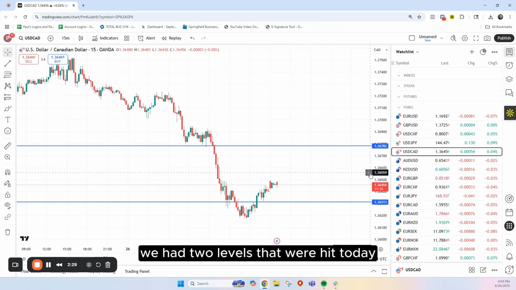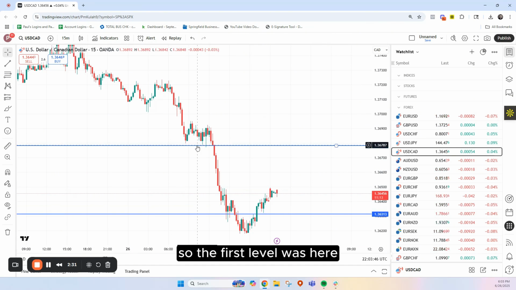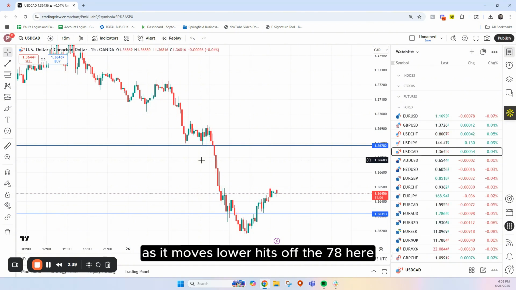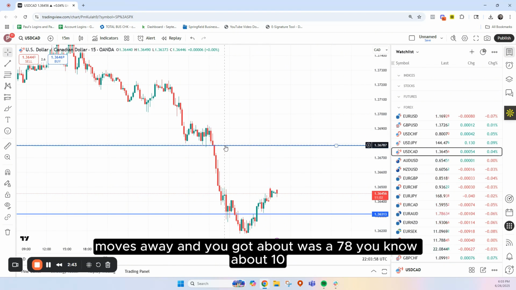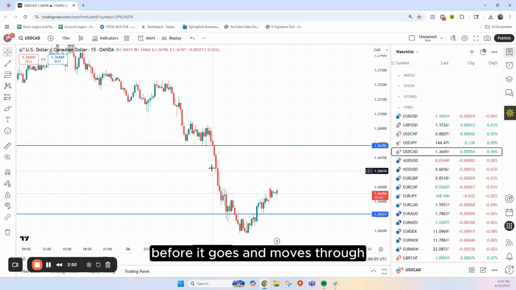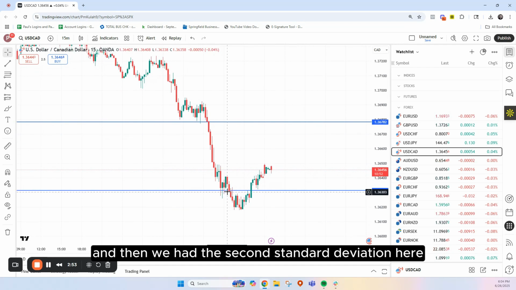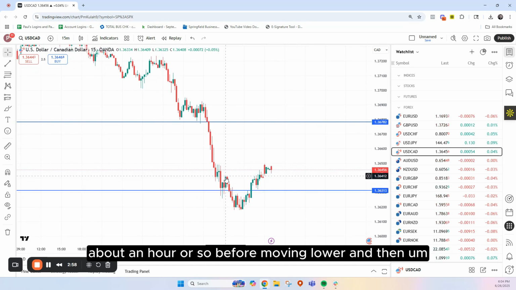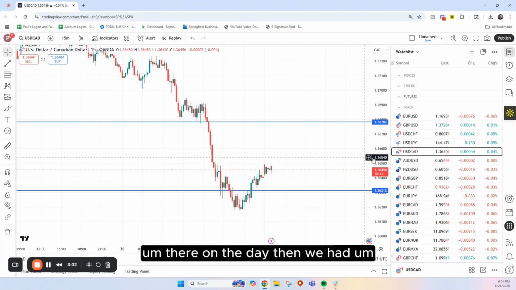Dollar CAD, we had two levels that were hit today. So the first level was here, 78. Market is stumbling around here as it moves lower, hits off the 78 here, moves away, and you got about 10, 15 pips in profit before it moves through and slices through that level. And then we had the second standard deviation here, which also held for about an hour or so before moving lower and then moving higher on the day.